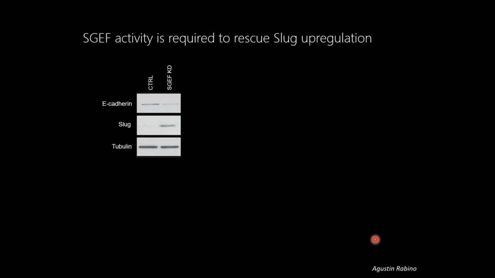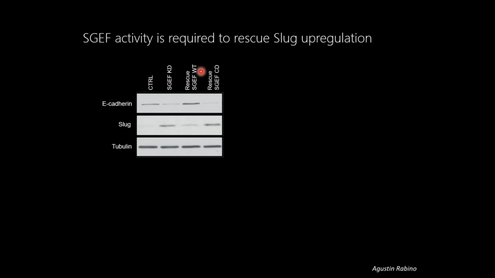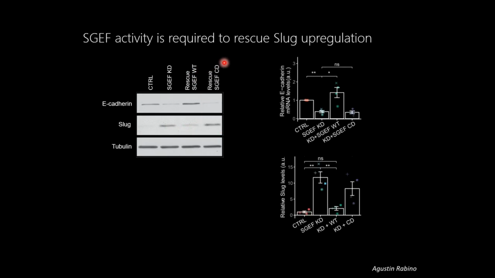Now, we also tested the activity, so we're building up this hierarchy of the pathway. We want to know now if this upregulation of SLUG depends on the activity. As we did before, we can rescue it with the wild type SGEF. We see how SLUG goes down when we put back SGEF. If we put back the catalytic dead, we see the same thing, we can rescue the SLUG levels. So again, everything that I have shown you so far depends on the activity of SGEF.